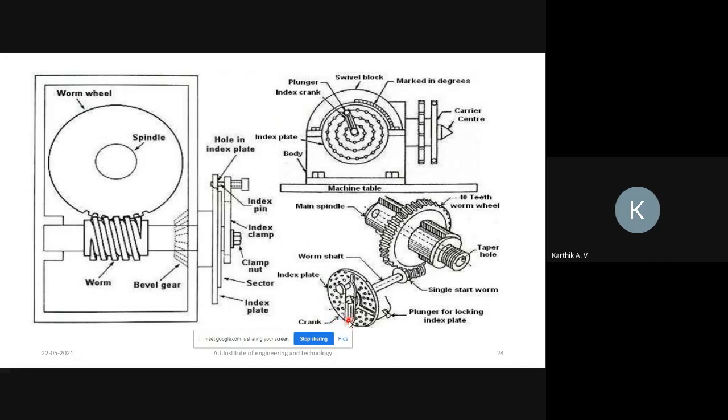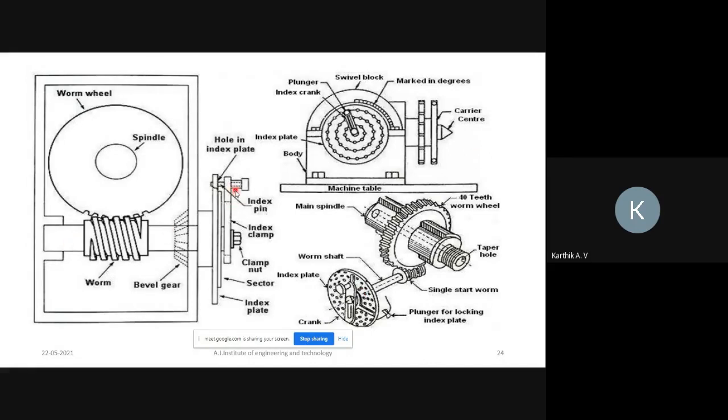Then this is called the crank. Here you can observe, this is called the crank. This crank you can rotate and fix in a particular hole circle. You can rotate it a particular amount and fix it in a particular hole in the index plate.